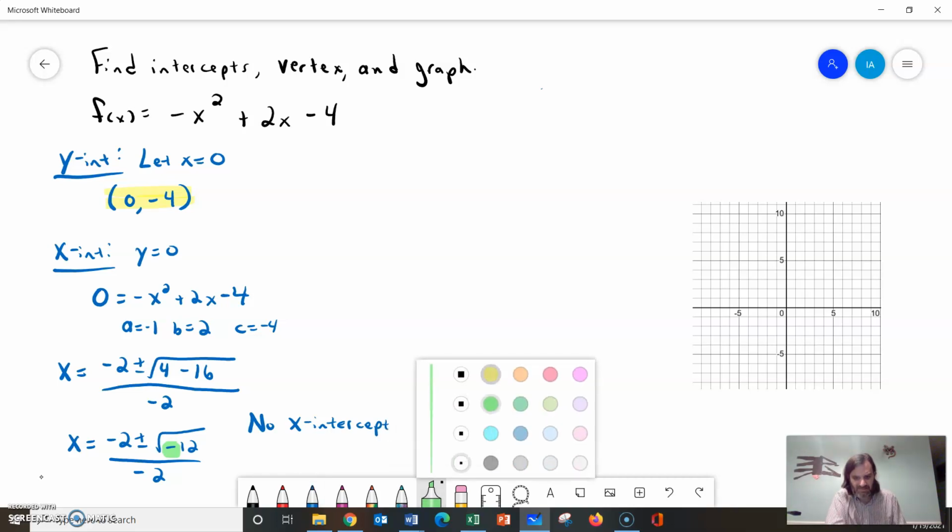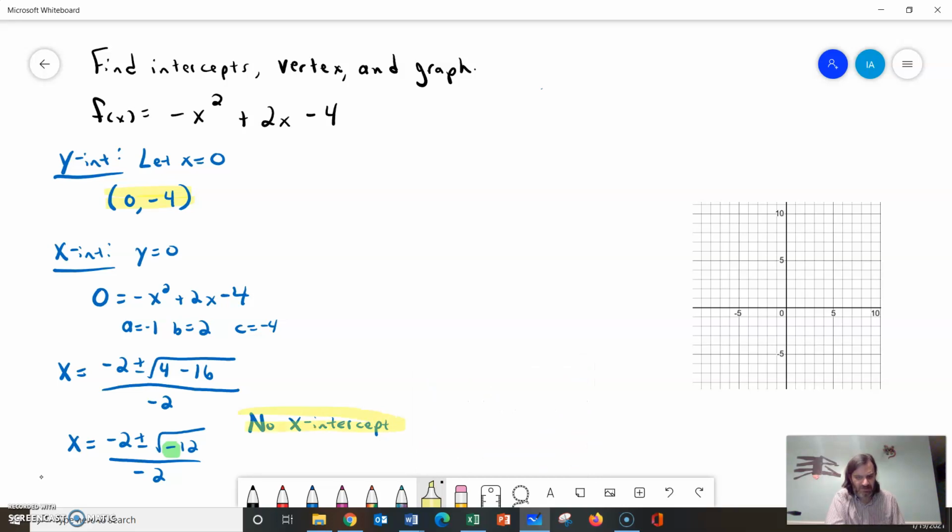Okay, which is important to know when we go graphing. It lets us know to stay away from certain things. Then our vertex comes from when x is negative b over 2a.